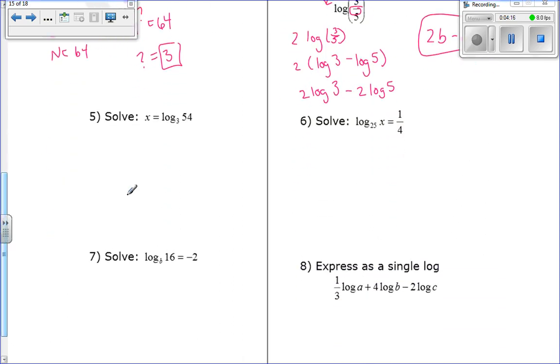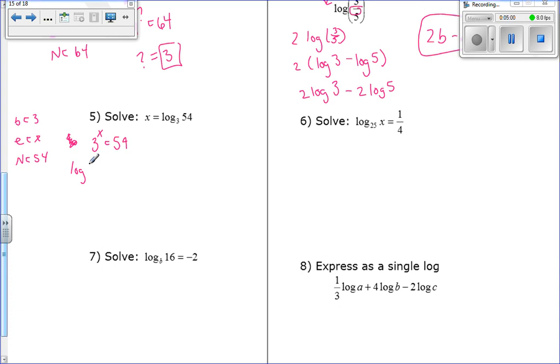For number 5, we have 2 options, and I'll show you both options. The first option is to turn this into exponential form. So b is 3, e is x, and n is 54. Turn it into exponential form: 3 to the x equals 54. There is no power that I know of that I can raise 3 to and make it 54. So when you don't know how to do this, this is where you have to take the log of both sides.